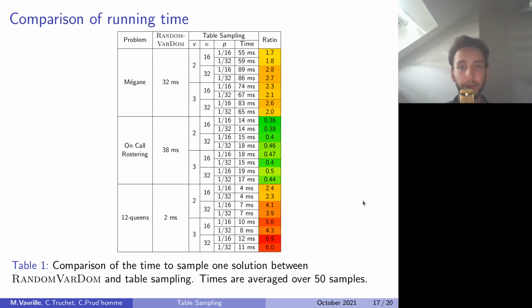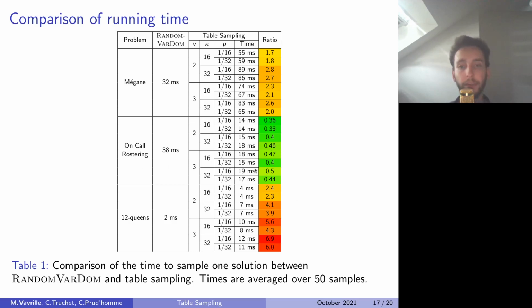Now let's compare to random random. So in the second column, I gave the running time for random random on 2 problems, the on-call rostering and the 12 queens problems, and table sampling with different parameters. And in the end, I give the ratio. So if the ratio is less than 1, then table sampling is faster, and if it's bigger than 1, then random random is faster. So what we see is that on the on-call rostering problem, we are up to 3 times faster than random random, but on the other problems, we are slower by a decent factor. Here it's at most a factor of 7.